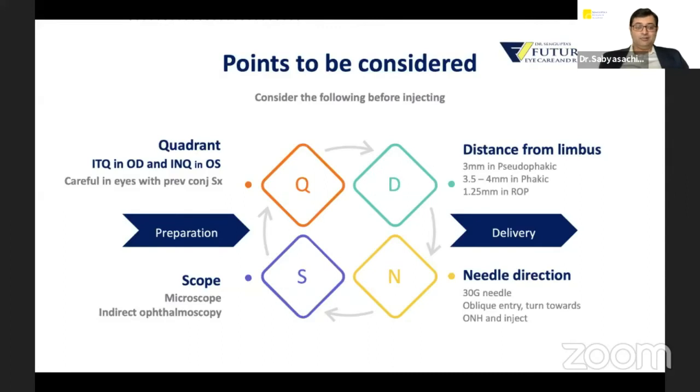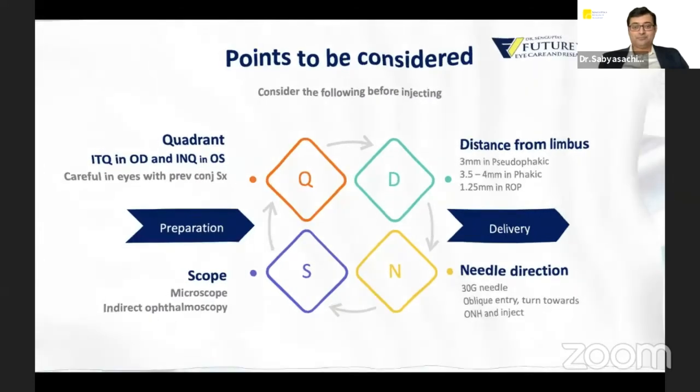And lastly, think about whether you want to use the operating microscope or an indirect ophthalmoscope. I think anterior segment surgeons may be more comfortable with using the microscope, but most retina specialists inject by wearing the indirect ophthalmoscope, like I do, so that you can take a look inside immediately as you inject. So these are some of the points that you want to consider while you are injecting.